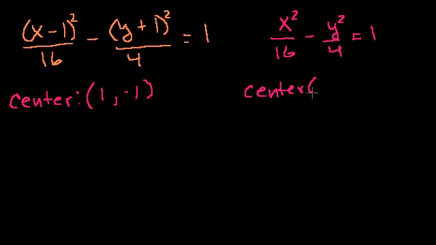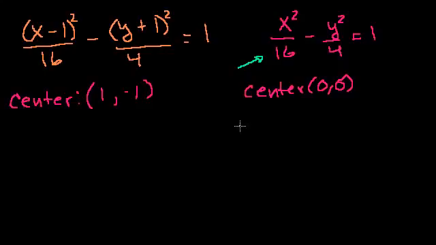Center is 0, 0. So the easy way to graph this is to really graph this one, but you shift it so you use the center being 1, minus 1 instead of the center being 0, 0. So let's do that. So let's figure out the slope of the two asymptotes here, and then we can shift those two slopes so that it's appropriate for this hyperbola right here. So if we go with this one, let's just solve for y. That's what I always like to do whenever I'm graphing a hyperbola.